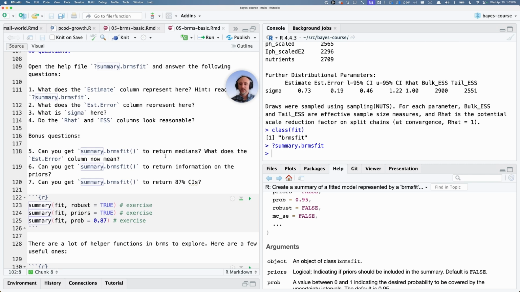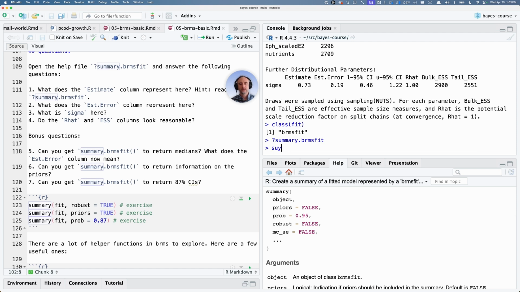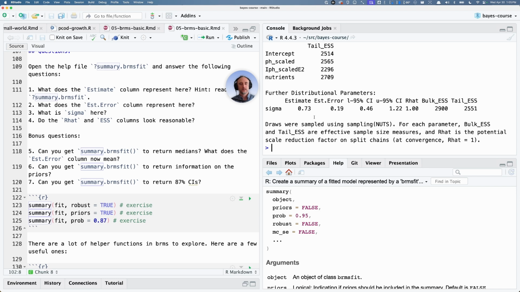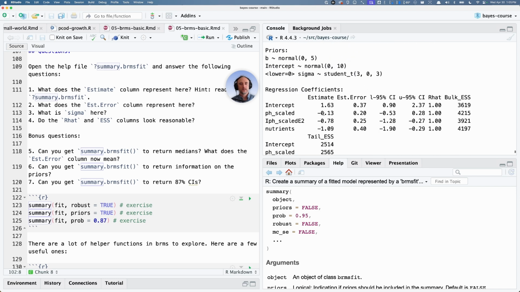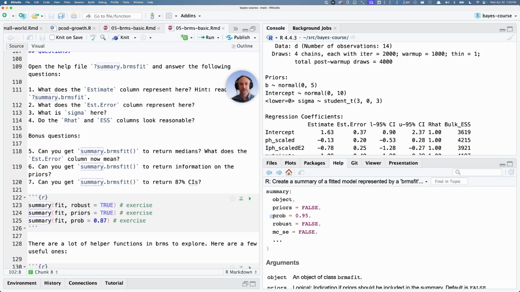So if we wanted to get medians, we would set robust equal true. If we set priors equals true in our summary, then we would also get the priors written out here at the beginning. And if we wanted to return something other than 95% credible intervals, there is a probability argument. So it defaults to 0.95.